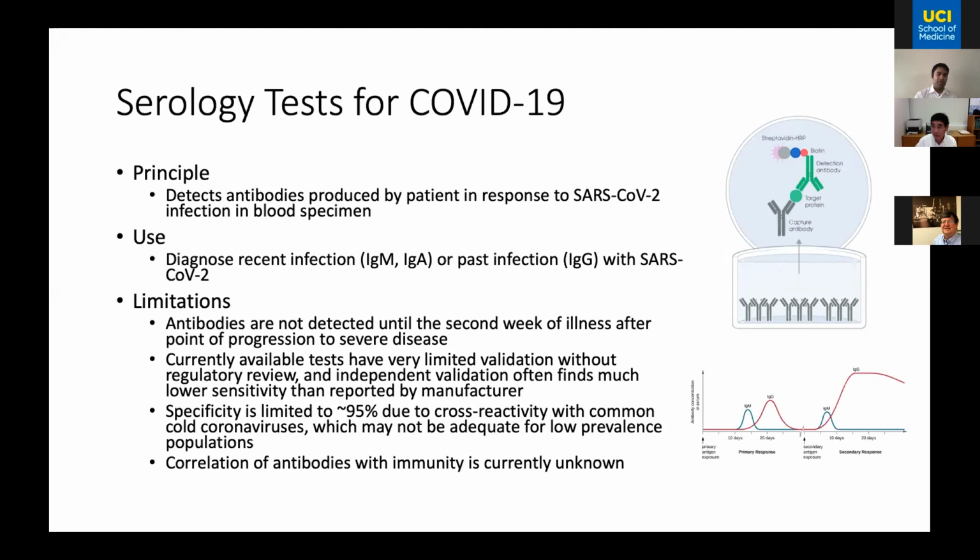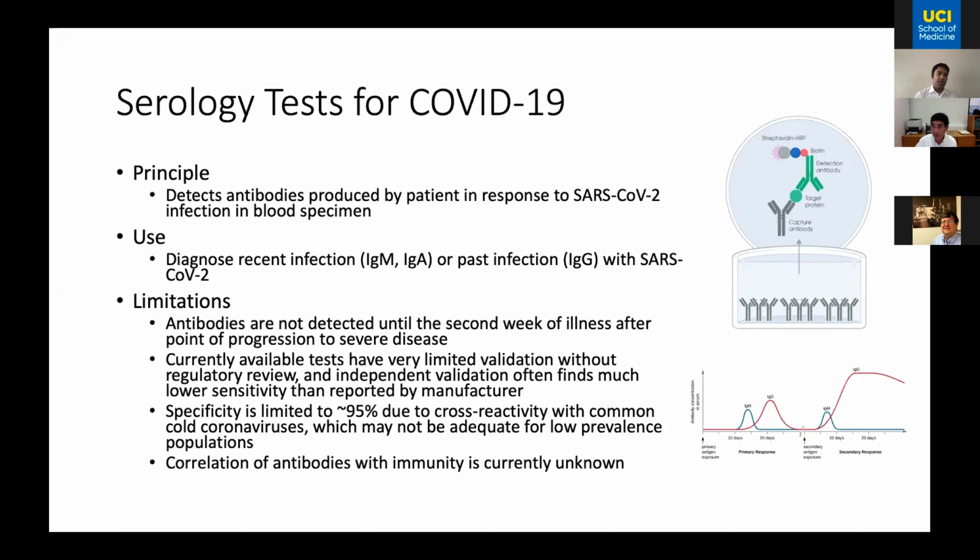Even these early antibodies that diagnose recent infection are not detected until the second week of illness usually. And by that point, the patients who will develop severe disease have already decompensated and are in the hospital. So it's not really that useful, because if the patient's already in the ICU and you're already putting them on mechanical ventilation, it's likely you've already gotten a molecular test that's going to be positive. So what it's really more useful for is patients who have had COVID-19 in the past. Even that, there are some issues.